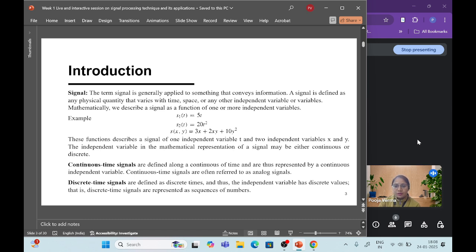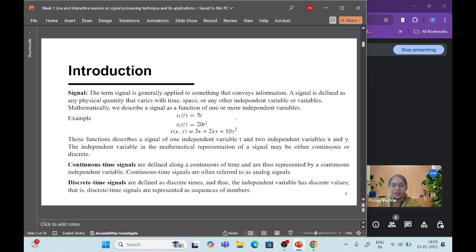Okay, so first one, what is a signal? Signal means flow of information. The term signal is generally applied to something that conveys information. A signal can be defined by any physical quantity that varies with time, space, or any other independent variable or variables. So signals can depend on one or more than one independent variables.